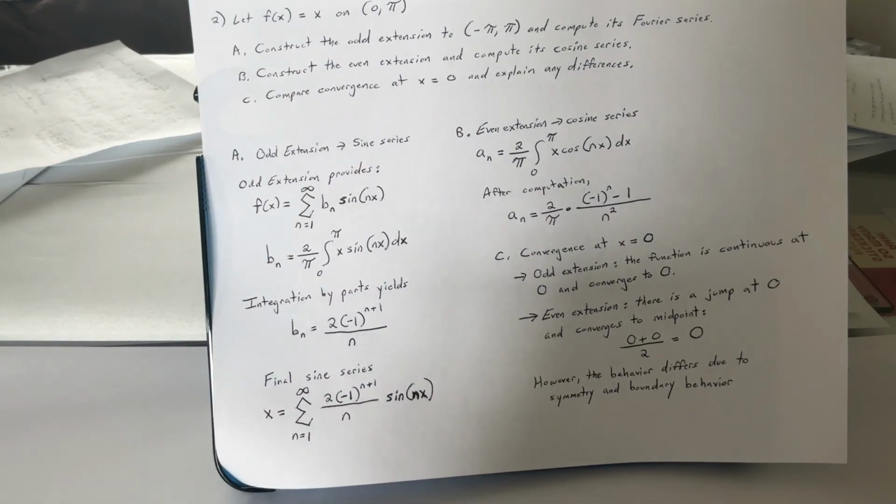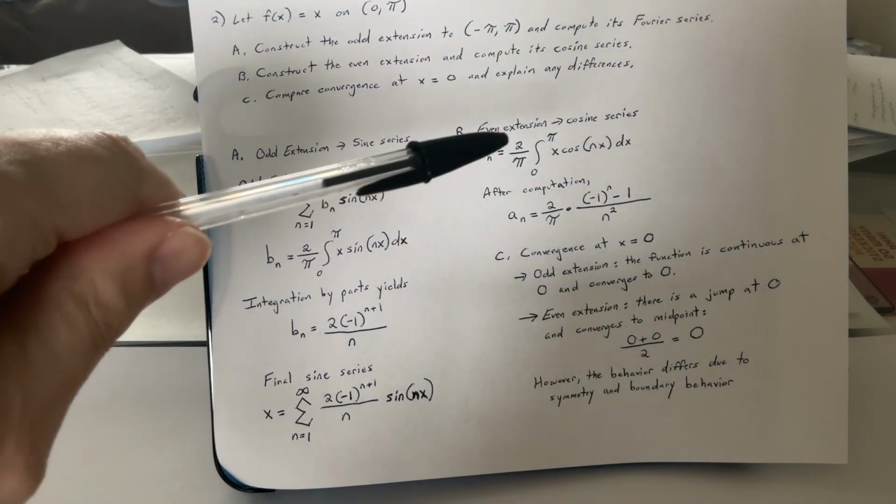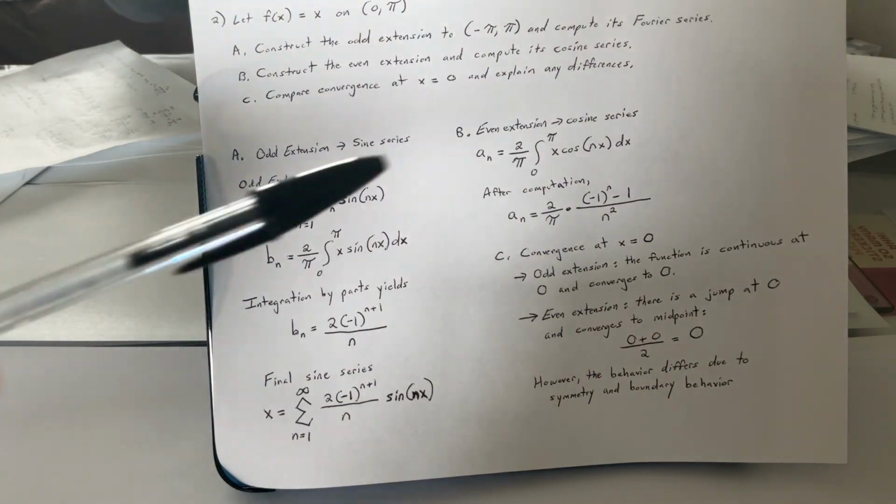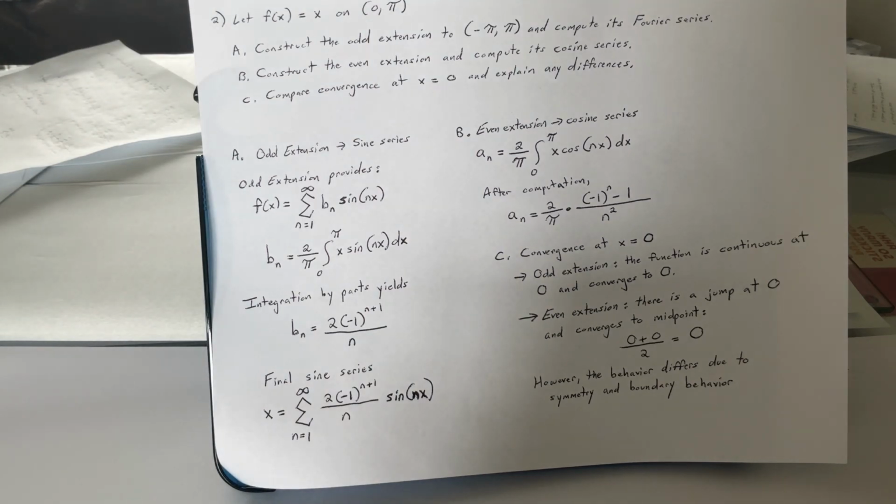Now for letter B, we want to construct an even extension and compute its cosine series. So again, what we have here for even extension is going to be a sub n equals 2 over pi, integral from 0 to pi, x cosine nx dx. And after going through the computation, we're going to arrive at a sub n equals 2 over pi times negative 1 to the n minus 1 over n squared. Okay? So, that's our a sub n. Okay? We're good with that.